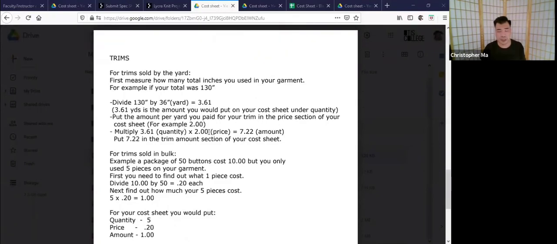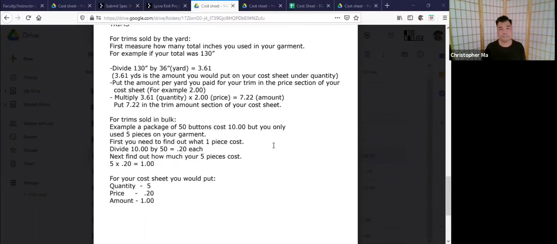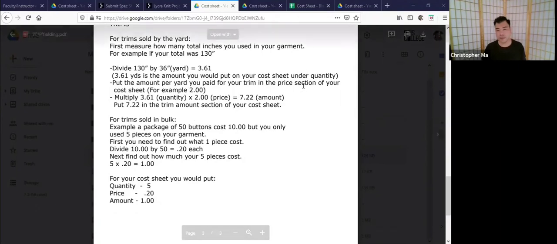If the price of that trim is $2 a yard, then you multiply 3.61 times 2, which equals $7.22. Notice it's only 2 decimal points. So please do not write 1 decimal. Even if it's, let's say, $7.10, you don't write 7.1, you write 7.10. Any question about that?